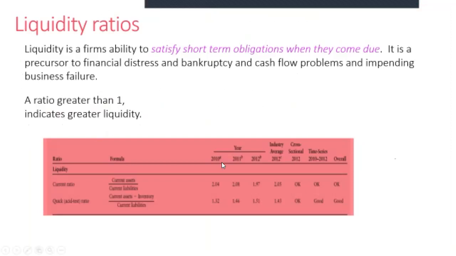And we see the results here. For 2012, it will be 1.97, 2011, 2.08. Right? When they compare it to the industry's average, you get 2.05. So they said this ratio is okay because it's more than one. When you look at it over the years, or 3 years, it's also okay because it is more than one.